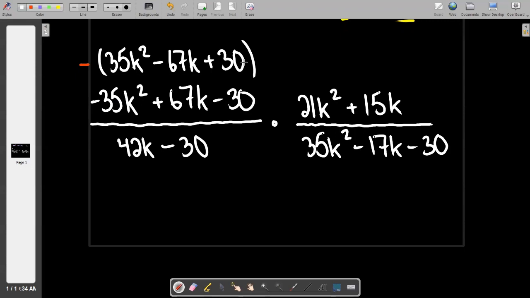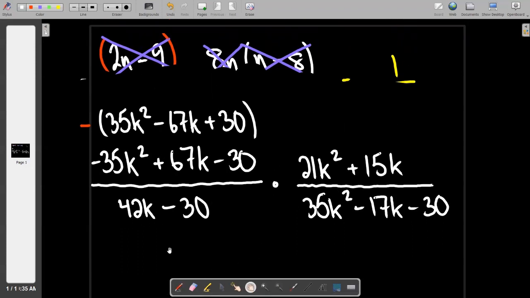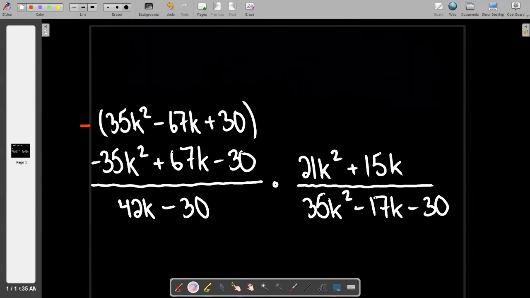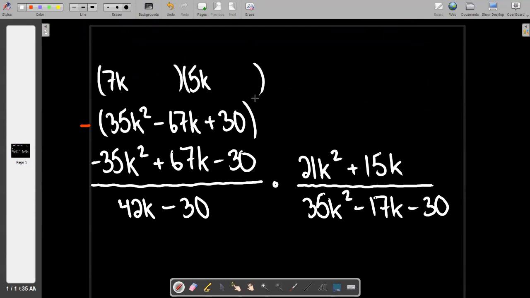And your spidey sense ought to be telling you that that's not done. That's going to be a factorable trinomial. The computer generally doesn't just generate a bunch of nonsensical garbage. So this is probably a factorable trinomial. So when I think about factoring that, I think it's probably going to be a 7k and a 5k.